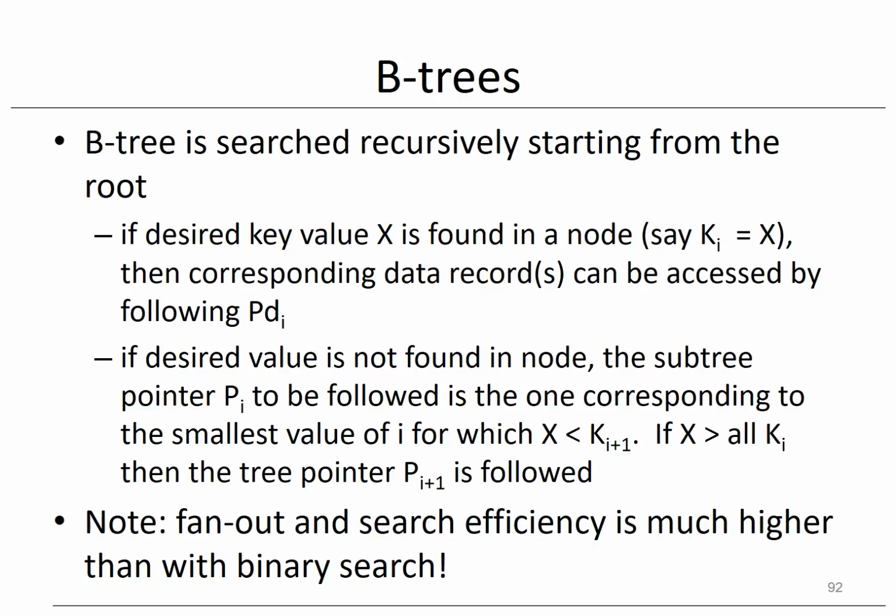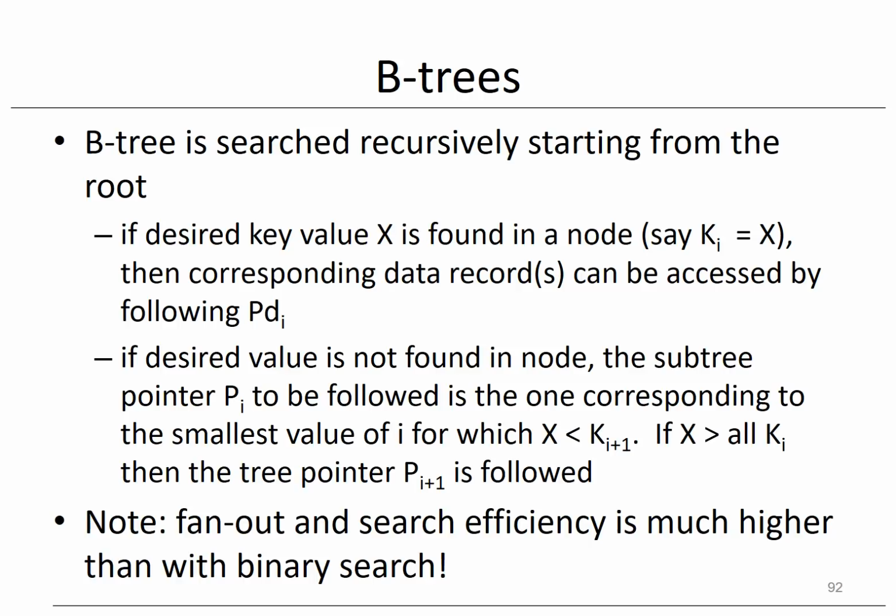More precisely, the subtree pointer pi to be followed is the one corresponding to the smallest value of i for which x is strictly less than ki plus 1. If x is strictly bigger than all ki, then the tree pointer pi plus 1 is followed. The same procedure is repeated for the subtree and so on, until the desired key value is found in a node or until a leaf node is reached, meaning that the desired key value is not present.